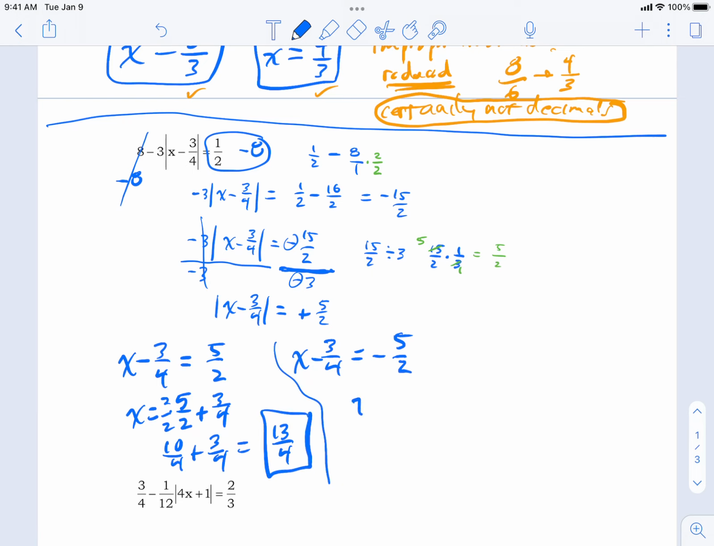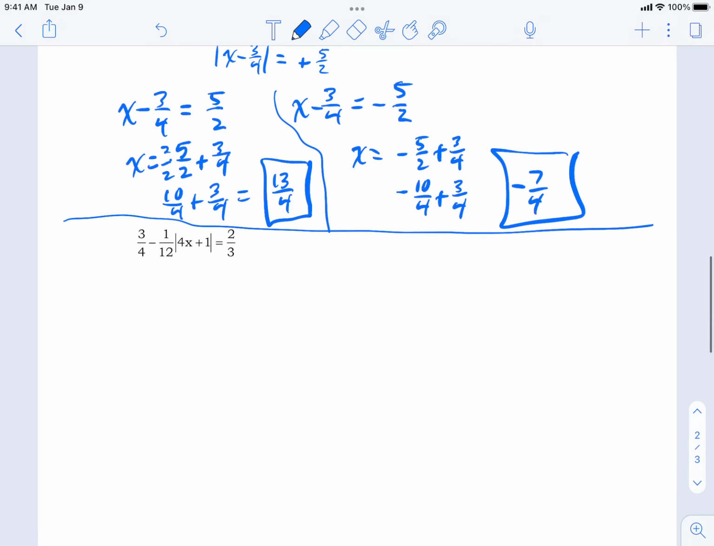Over here, add 3/4 to both sides. I got a negative 5/2, add a 3/4. That's the same as negative, multiply by 2 top and bottom, 10/4 plus 3/4. And so here I'm getting a negative 7/4. And there are my two solutions, 13/4 and negative 7/4. And I invite you to actually plug them in there and make sure it works. They should work.